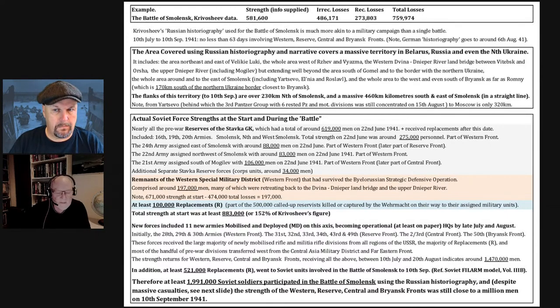So on the 10th of July, and if you add replacements, the 10th of July figure comes out at 883. So immediately the start strength is wrong. With this Russian historiography, and I'm saying Russian, not Soviet, because this is the official Russian history, it wasn't 581, it was 883. Now the battle went on for 2 months, as described by Glantz in his Barbarossa Derailed series, 2 months, using the Russian historiography. So in that time, if you go into detail on each of the armies and the rifle divisions, you find that 11 new armies were mobilized and deployed into the line to hold it, basically.